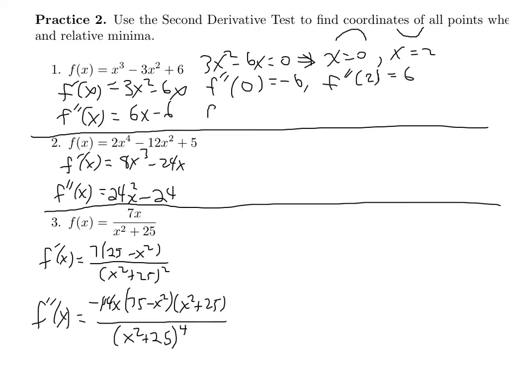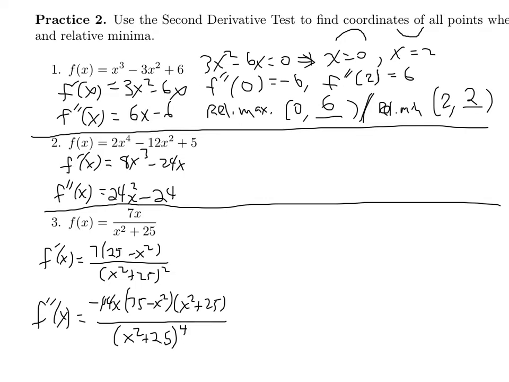So I have a relative max at the point 0, whatever the y-coordinate is, and I have a relative min at the point 2, comma, whatever the y-coordinate is. Don't forget the y-coordinate of any point on the graph is going to come from the original formula. So when x is 0, that's easy to figure out. That's 6. And when x is 2, this is 2 cubed, 8 minus 12 is negative 4 plus 6 is 2. So I have 2, 2. So that gives me both the x and the y coordinate of a relative max and a relative min.